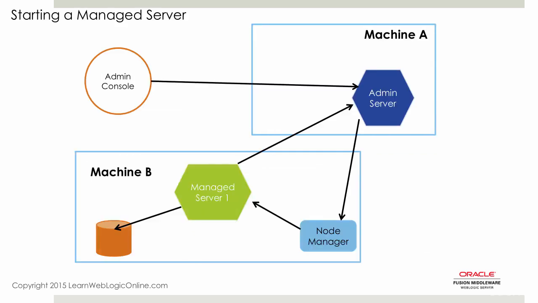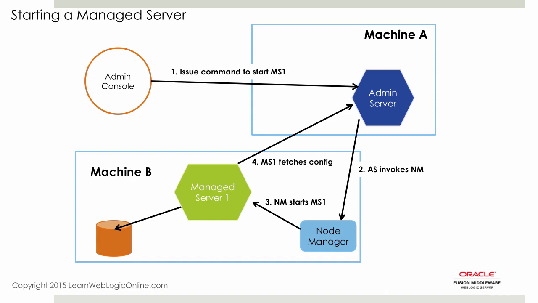WebLogic servers. So the process for starting a managed server looks much like this. Let's say that you wanted to start managed server 1 from the admin console. From within the admin console, you can issue a command to start managed server 1. That command is sent to the admin server, and the admin server will invoke Node Manager on machine B. Node Manager on machine B will issue a command to start managed server 1.